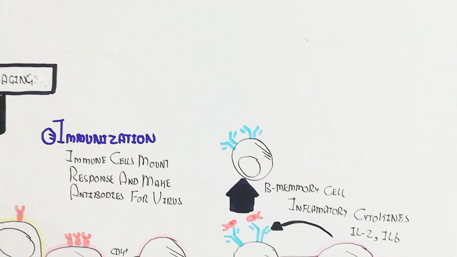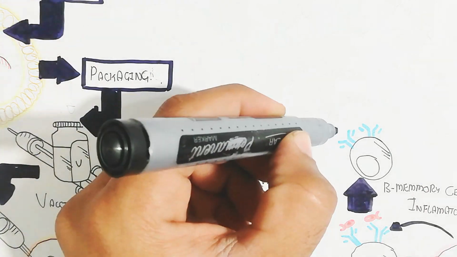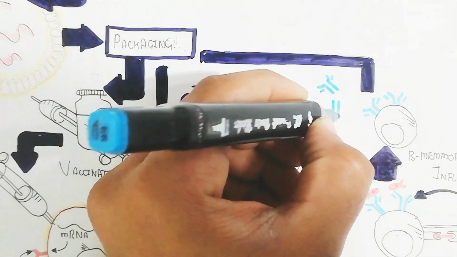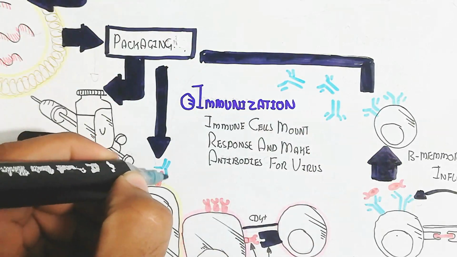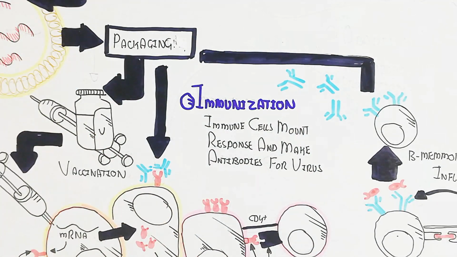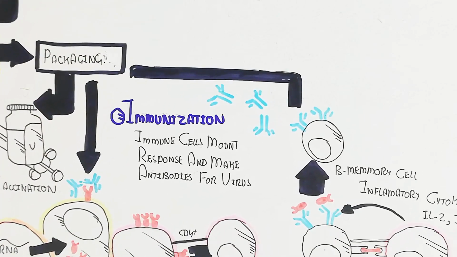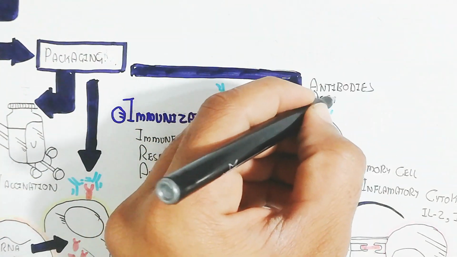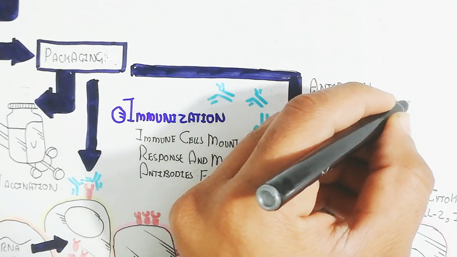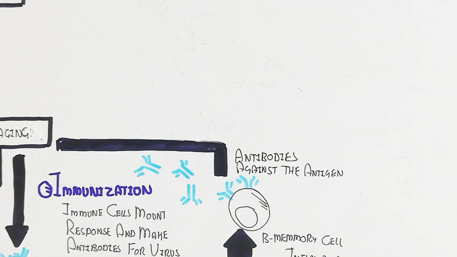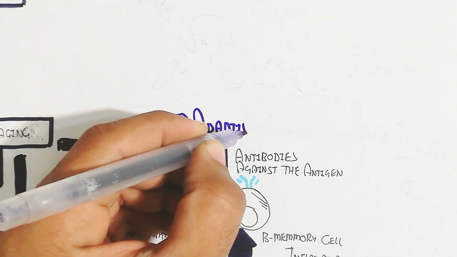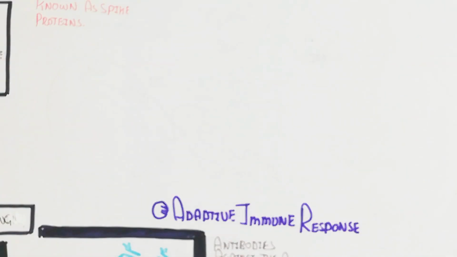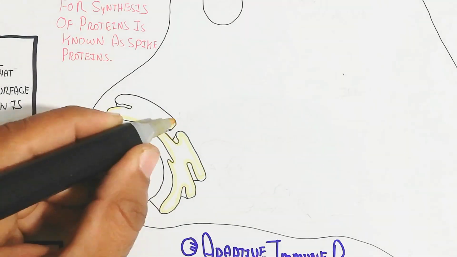So this is the immunization. The immune cells mount a response and make antibodies against the virus. Remember, after this the immunoglobulin will be part of our body against the pathogen. Arrival of the pathogen will lead to combating and clearing the infection quickly, and it will prevent infection. This is the adaptive immune response.